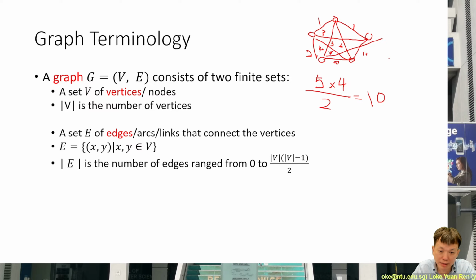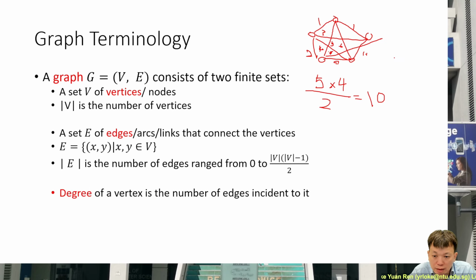You can try some examples. You will find that it definitely is V times V minus 1 divided by 2. That is the maximum number of edges you can have. Then they said the degree of a vertex is the number of edges incident to it. So when all the nodes are fully connected, the degree is 4. There are 4 edges incident to it. It's just terminology only. Sometimes we will use this term.